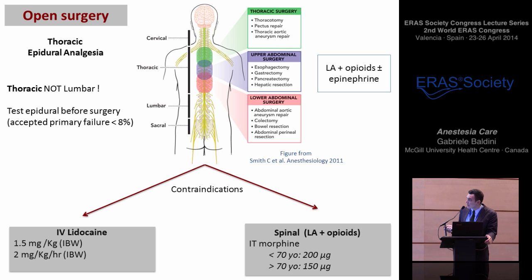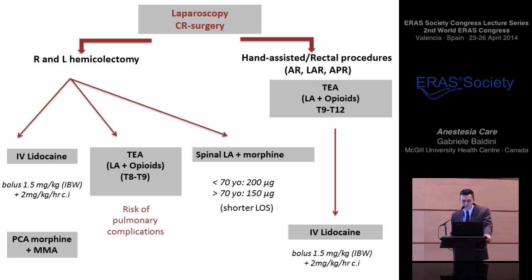You should be aiming for a primary failure rate, meaning epidurals that were never placed in the epidural space, of less than 8%. That's what comes from the literature. If an epidural is not indicated, you can always use intravenous lidocaine or spinal anesthesia with intrathecal morphine, and Dr. Fawcett is going to talk about this after.